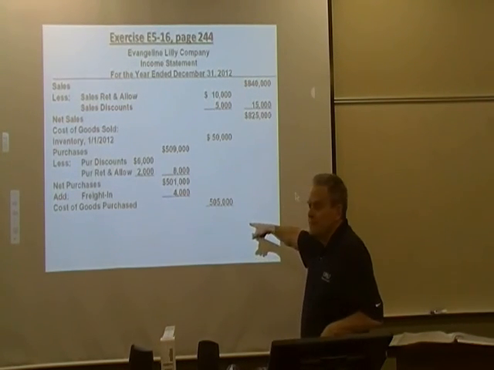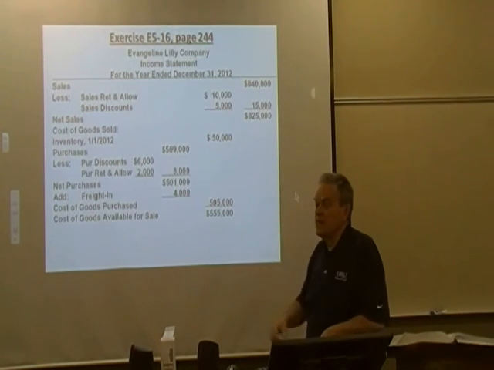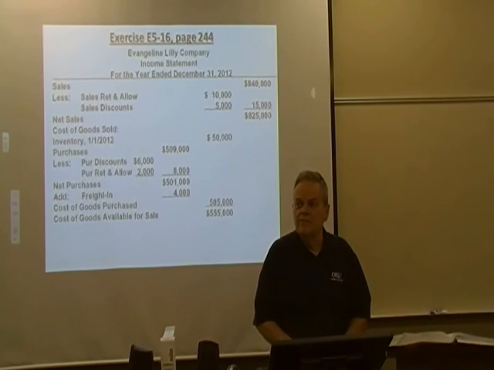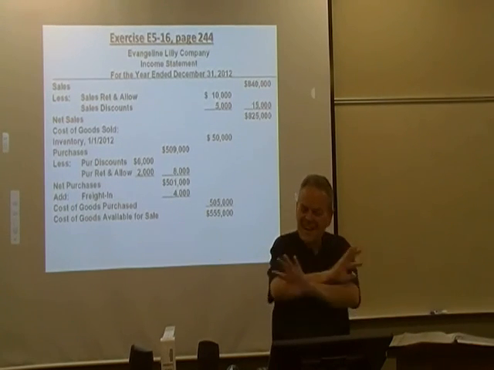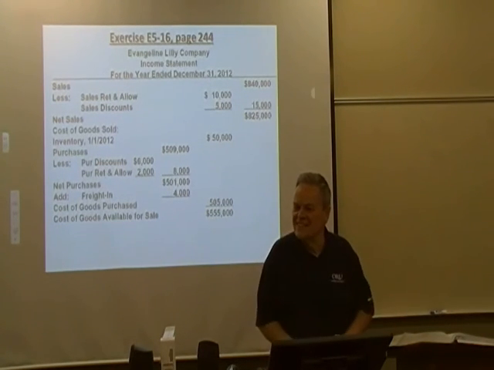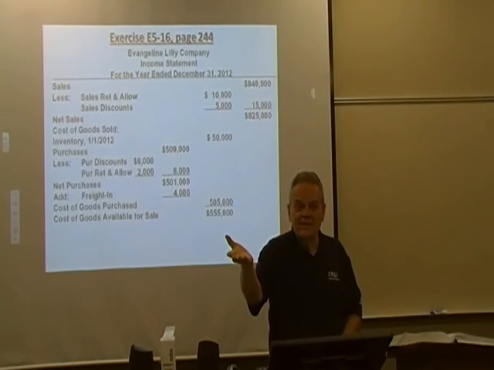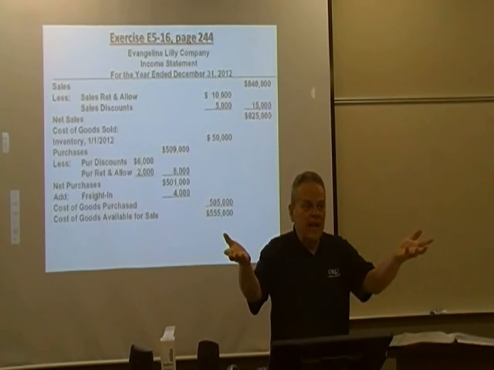Anybody got me this sum? $555,000. Only two things can happen to those goods. What are they? You either buy them, sell them, or you don't. Could we leave out all the wrong answers and do this right? Only two things can happen to these goods. We either sold them or didn't. We didn't. Which is easier to count? What we have.